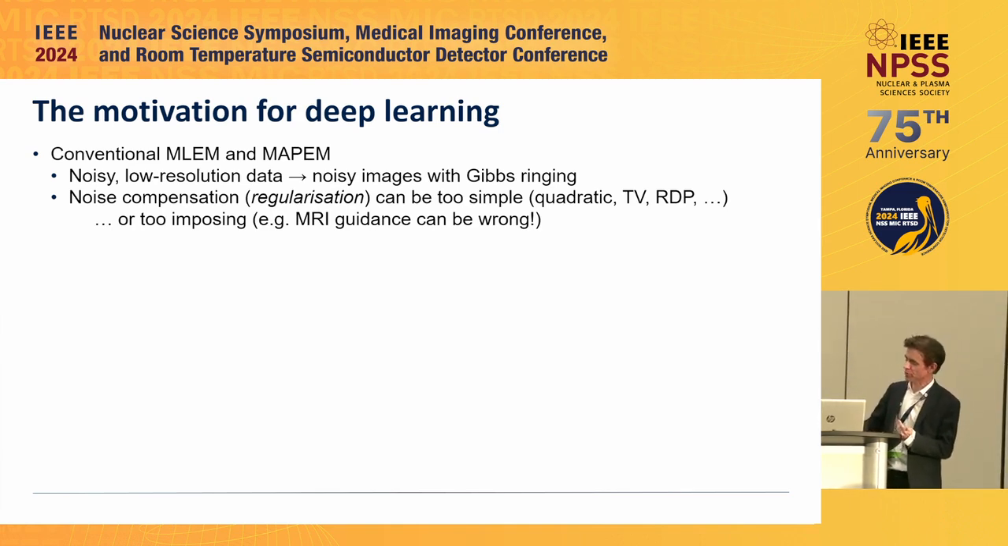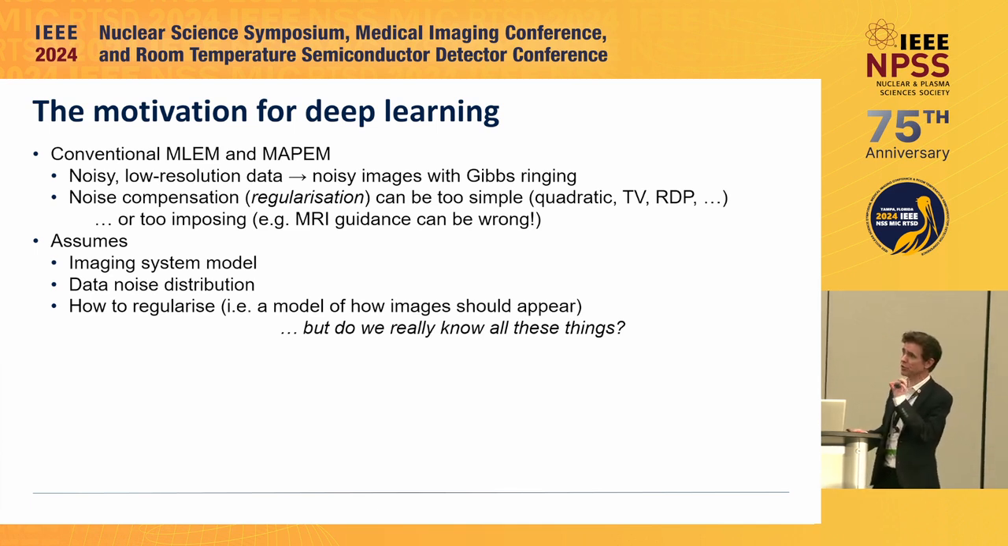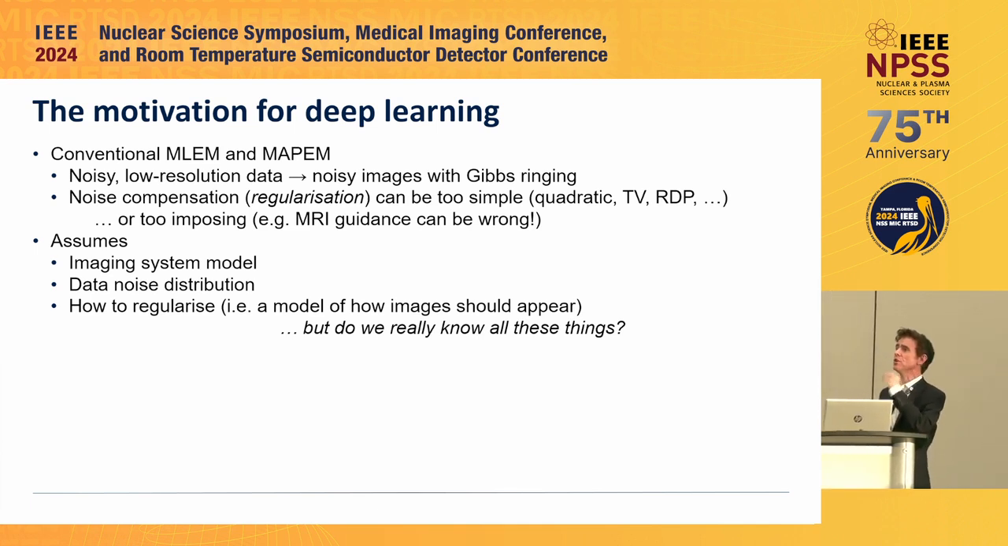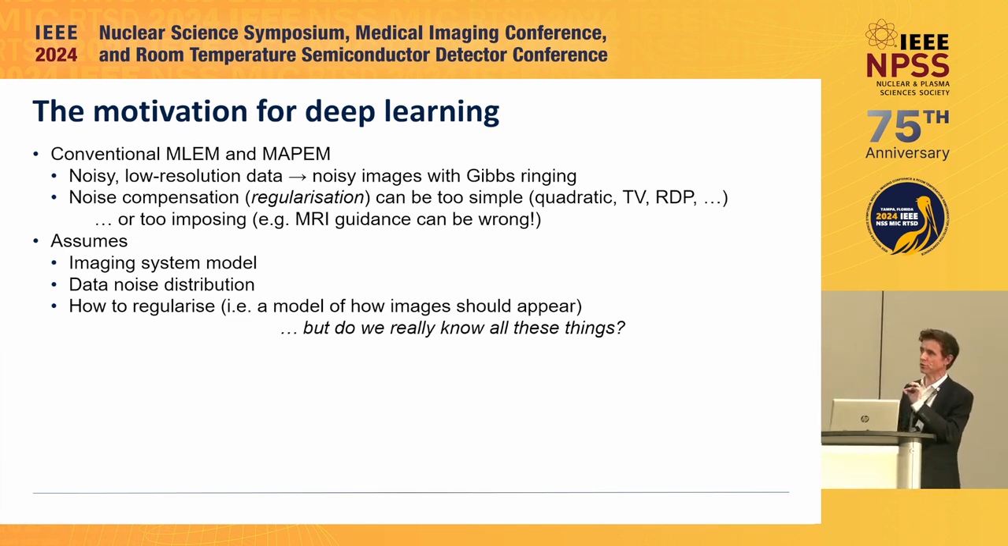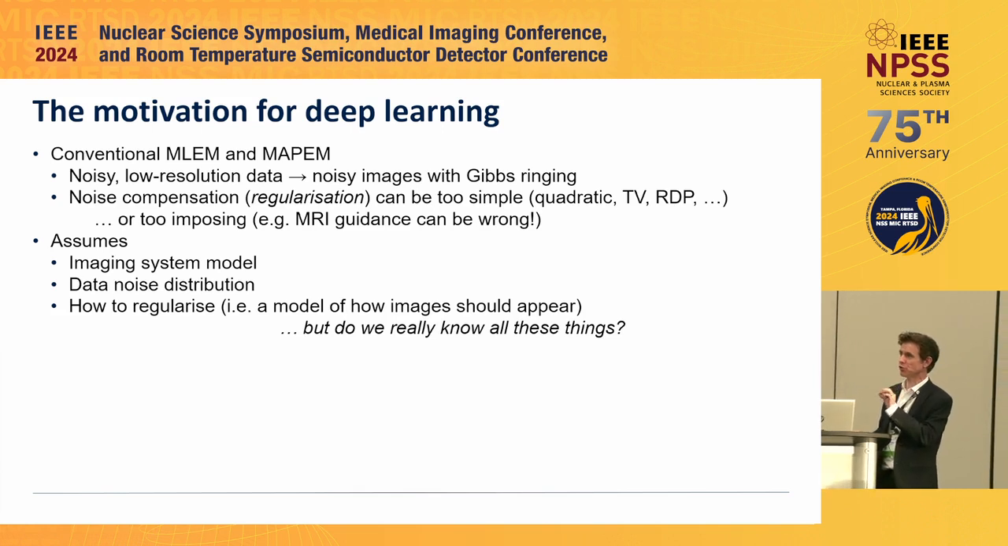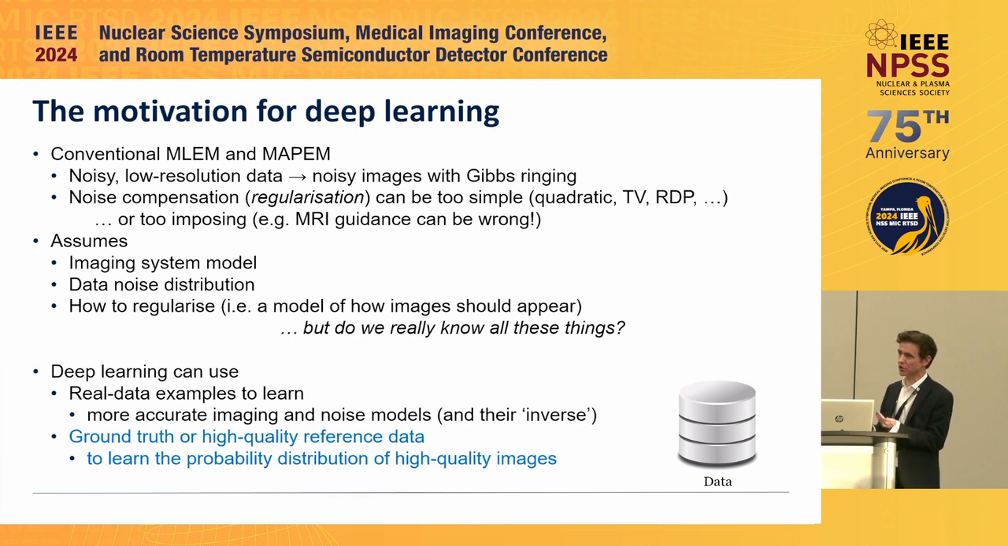Or we go to the other extreme and start to impose MR information, and that MR guidance, as we've just seen, could be wrong. So those conventional methods are assuming we know the physics model, assuming we know the data noise distribution, and crucially, they are assuming we know how to regularize. In other words, we're claiming we know how images should appear based on that P of x related to that energy function that we've just been looking at. But the question is, do we really know all of those things reliably? And probably we don't, and so that's where deep learning can come in.